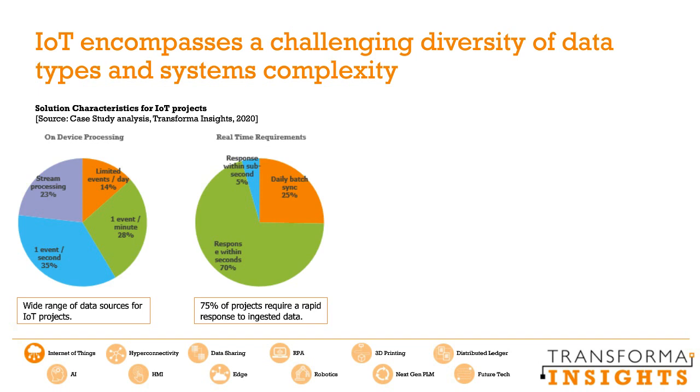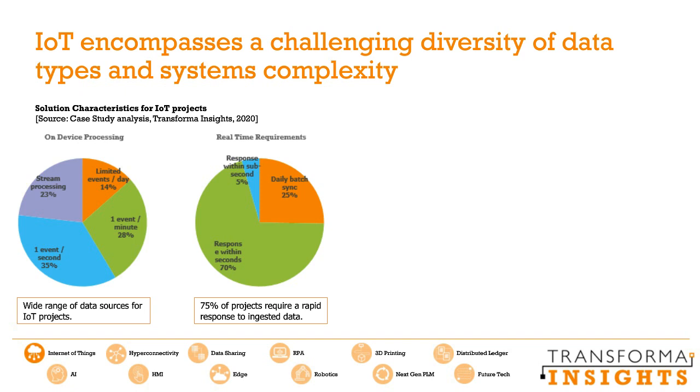Real-time requirements, so 25% of solutions just require a daily batch sync. It's non-time critical information. It's batch synced back to a cloud and processed in a platform. But 70% require rapid response to data, and that either requires a very rapid connection to cloud processing, or more likely capabilities and analytics deployed at the edge or towards the edge, or potentially even a data ops type environment where you've got multiple locations at the edge for processing information.